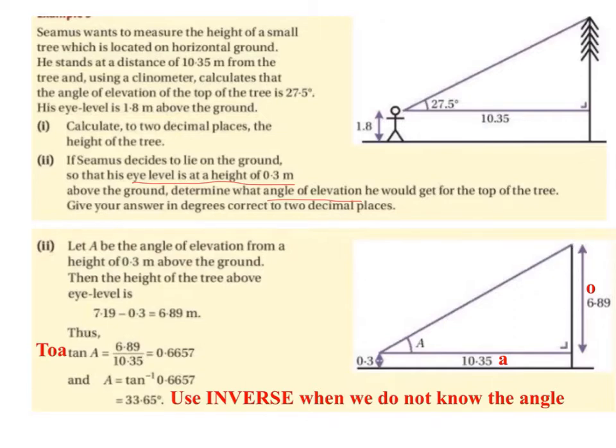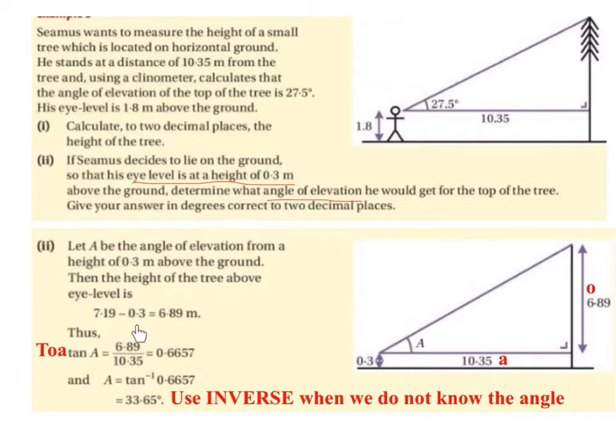Thus, we're going to use TOA, so tan equals opposite over adjacent. So tan of A is going to be opposite over adjacent. The opposite is 6.89, so 6.89 is our numerator. The adjacent is 10.35, so our denominator is 10.35. And 6.89 divided by 10.35 is 0.6657 to 4 decimal places. We should always round to 4 decimal places in the middle of a sum. We should never round off any smaller than that because we'll have an error in our answer.